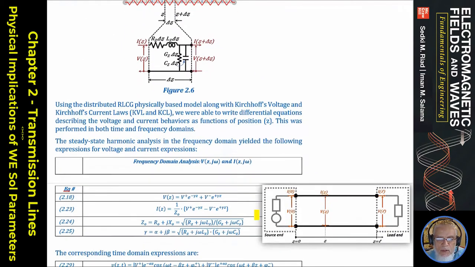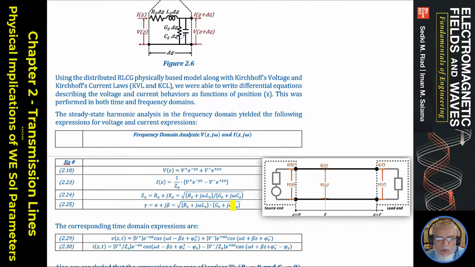The equations that we found and the solution for those equations was basically V of Z is equal to V plus e to the minus gamma Z plus V minus e to the plus gamma Z, where gamma was the square root of R plus J omega L times G plus J omega C. The current equation was in the form of 1 over Z naught times a similar equation, except we have a minus sign here instead of a plus. And the Z naught was basically given by a square root of the ratio. We express gamma as real and imaginary, so we express also Z naught as real and imaginary.